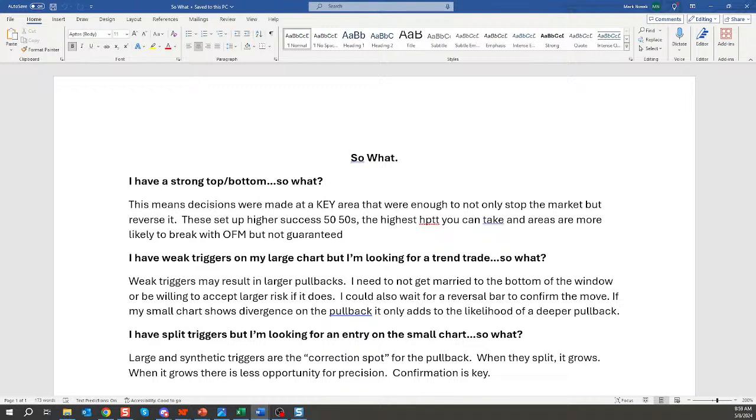And this was inspired by a picture dropped in the room of what we consider to be a weak bottom, not a strong bottom. And I'm like, okay, you've identified the weak bottom, but so what? What does that mean to you? And if you're not sure, then we can begin to create expectations. So whether it's a strong top or bottom, whether it's weak triggers, whether it's split triggers, guys, I'm starting this document called the So What document.